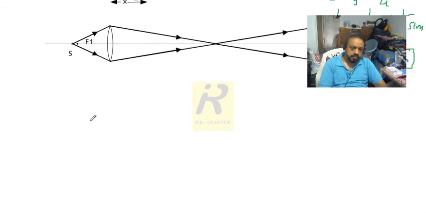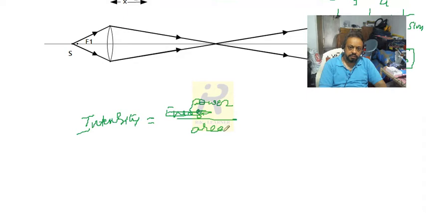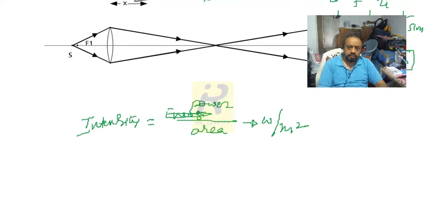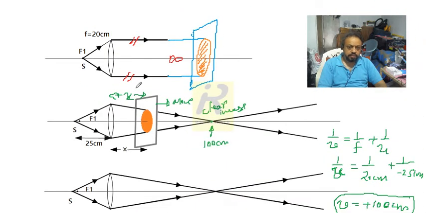Intensity of light is nothing but energy per area. Otherwise, I say it is power per area, power divided by area, which is better. So it is watt per meter square, so you should express intensity in watt per meter square. That means once you move this screen from left to right, the area covered by the light will shrink. That means the area decreases.